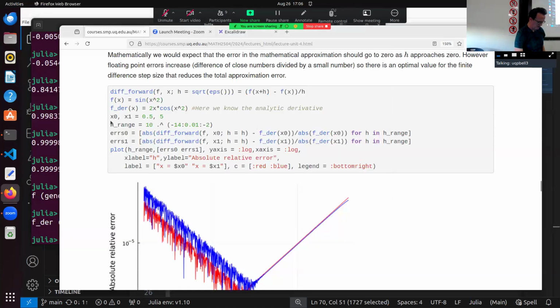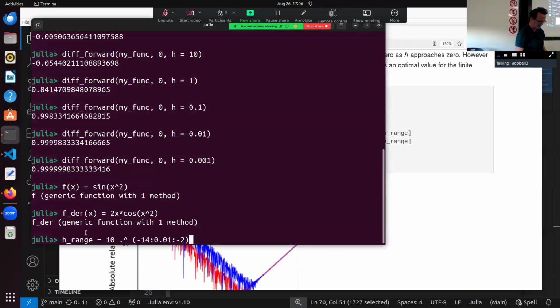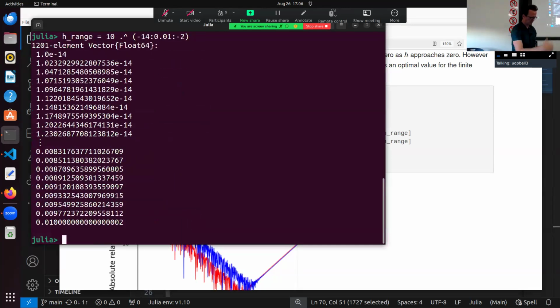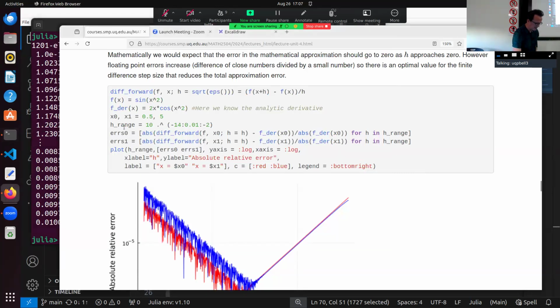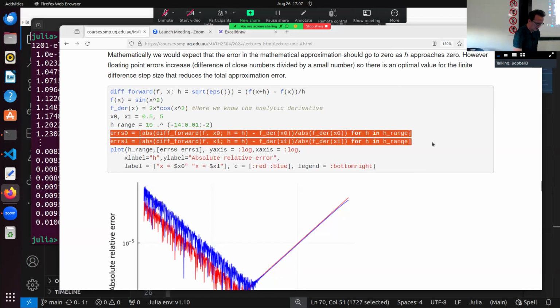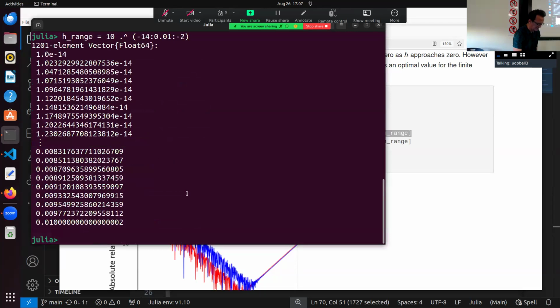What we're going to do is take a step range in powers for this one. We're going to go from a really, really small number, 10 to the minus 14, in steps of 0.1 up to 10 to the minus 2. So there we go, 1,200 of these. Basically we just broadcast this through. We're doing it at 2 different points in this one.